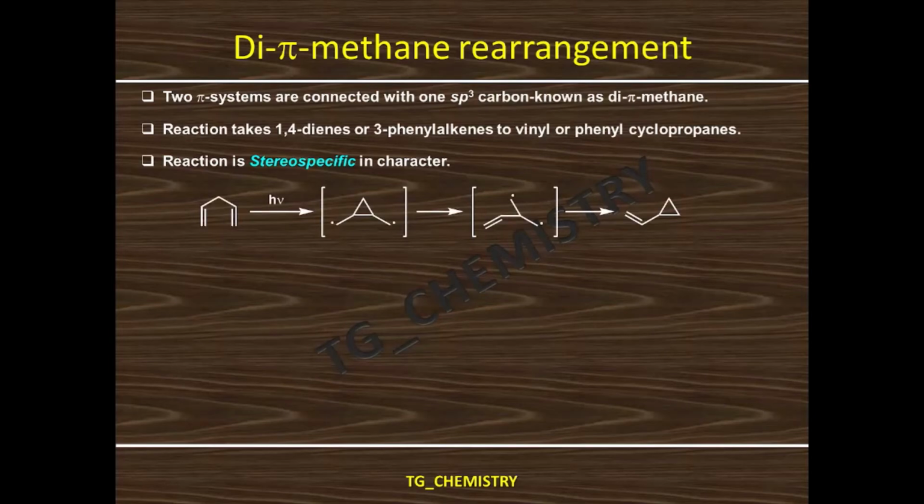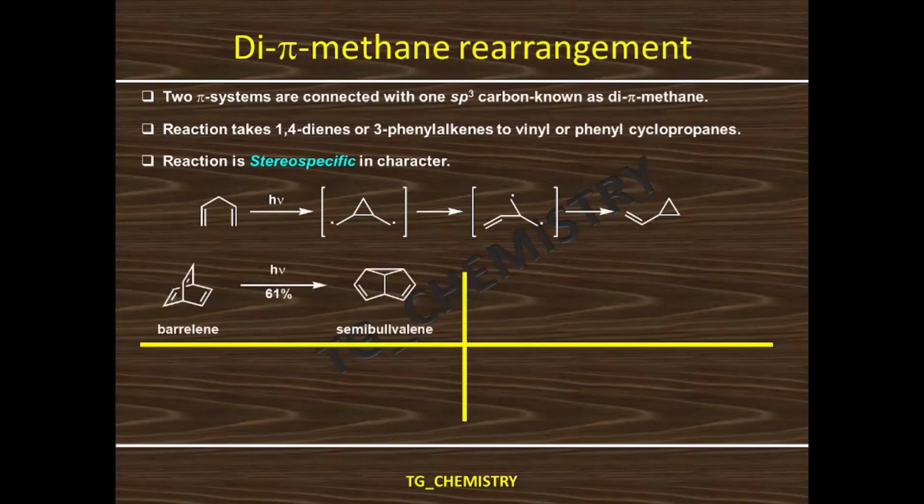This is the simplest example of di-pi-methane rearrangement, as you can see over here. First, I would like to say that the rearrangement was originally encountered in the photolysis of barrelene to give semibullvalene. So this was the first encountered compound, and the rearrangement was originally encountered with that. However, the mechanism was re-established by Zimmerman later on in 1967. So I will talk about that next.